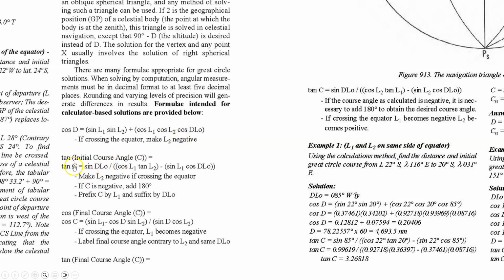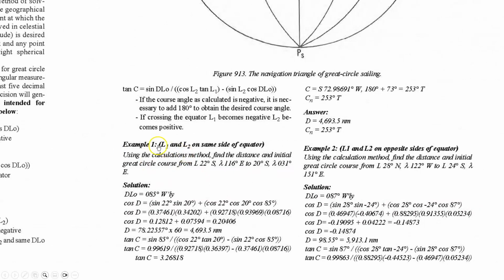But for the tan C formula, there are three rules. Once you solve for C, if it's negative, you have to add 180. And then the rules for converting C to Cn are different for Great Circle than they were for Rhumb Line. I had warned you that they were. The prefix will be named by the name of L1. So if you start off in the northern hemisphere, your prefix will be north, and if you start off in the southern hemisphere, your prefix will be south. We'll talk more about this in class. Then over here, you've got your example 1 and your example 2.